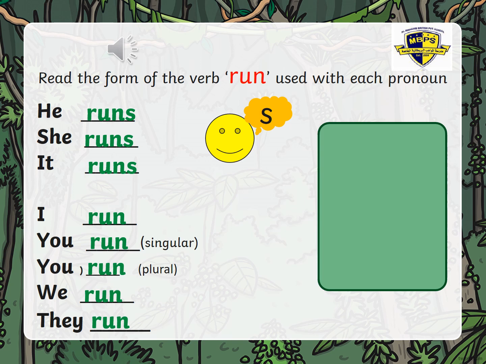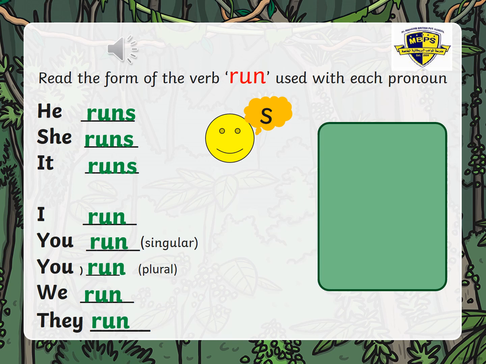Next one, she. The same thing with she. She means only one, which is singular. So we are going to add S at the end of the verb. She runs. Can I say she run? No, this is wrong. She runs. Next one, it. The same thing again with it. It is singular. So we will add an S at the end of the verb. It runs. Can I say it run? No, I should say it runs.